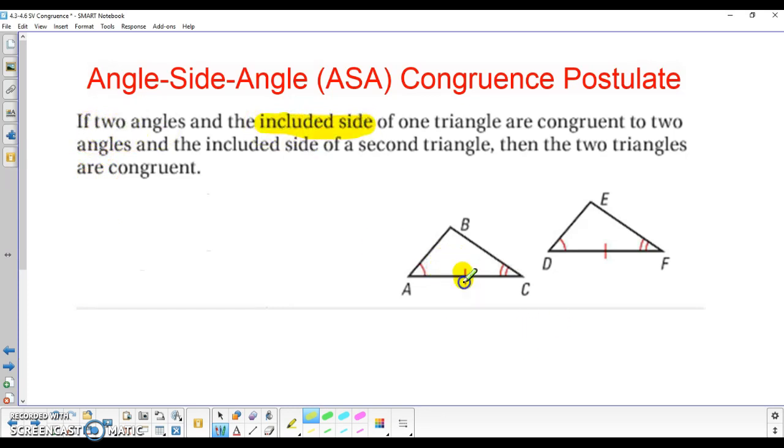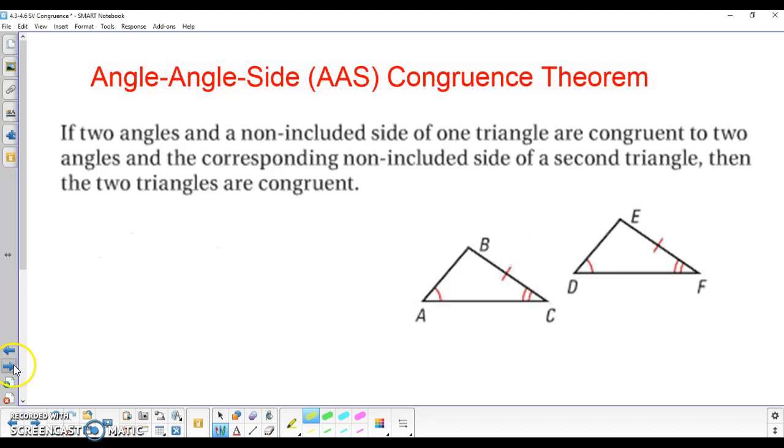So notice how AC is between the two angles, and so is DF. That's why this works. And last but not least, we have angle, angle, side. If two angles and a non-included side of the triangle are congruent, notice how this is not in between the two angles that you know, then that would be called AAS.